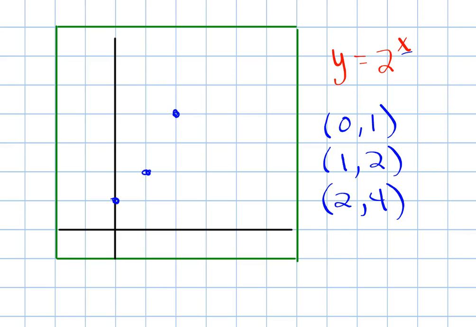What if x was negative 1? What's 2 to the negative 1? 1/2. So that helps me get a little bit more of the curve effect. But I want you to think about what happens as x gets more and more negative. It gets closer and closer.